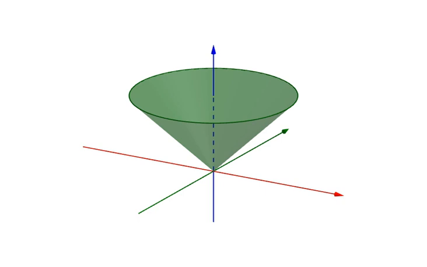In linear algebra, a convex cone is a subset of a vector space over an ordered field that is closed under linear combinations with positive coefficients.